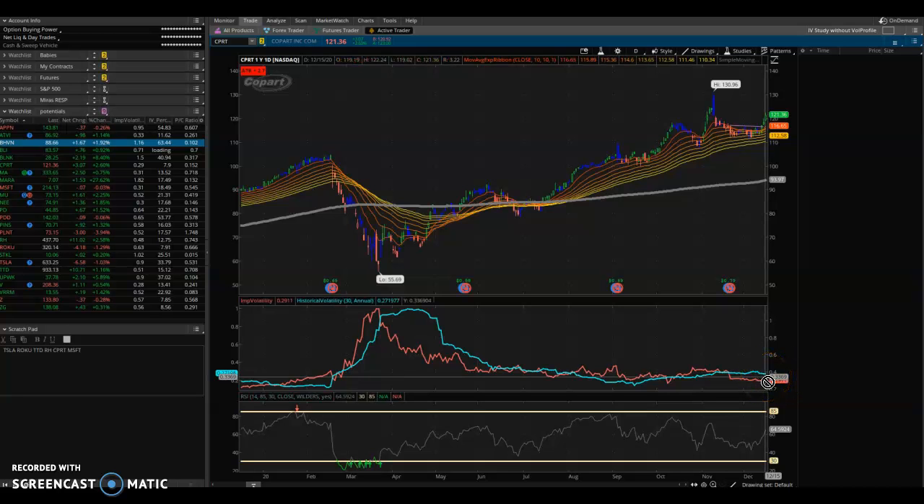It isn't expensive to get involved relative to a time like over here when you had to pay up whether you wanted calls or puts. RSI is pointing up. This is a nice chart to be involved in, either tomorrow or on a pullback.